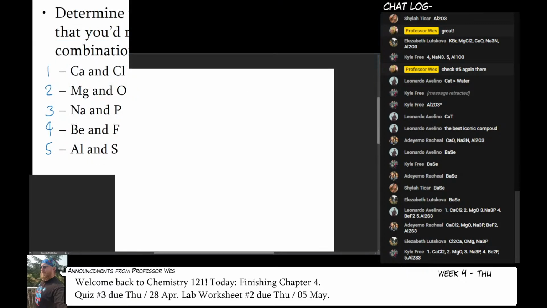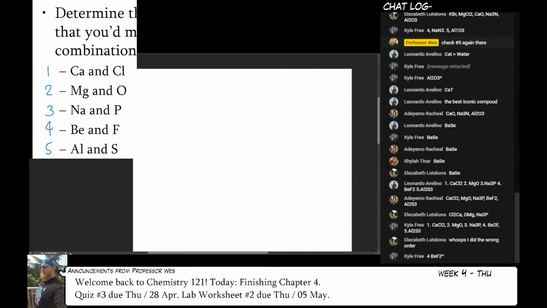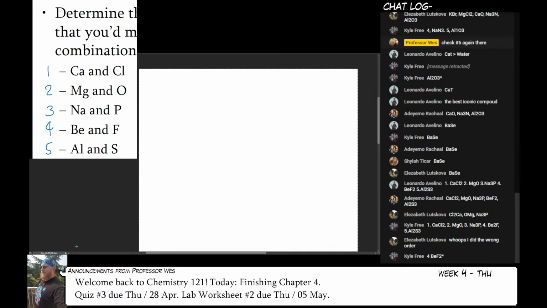All right, let's go over here. And then I'll just do this. All right, so let's do the first one. What ions will calcium and chlorine form? Calcium will form this one. Chlorine will form this one. Do my charges balance? I have +2 and -1, so I need more negatives here. So now they balance. And so the formula I get would be CaCl2.